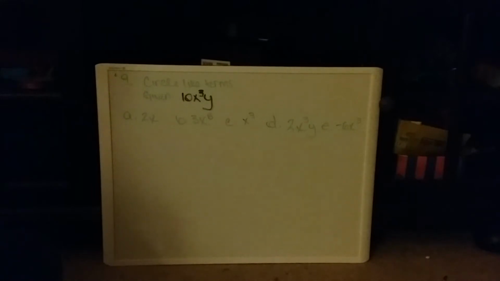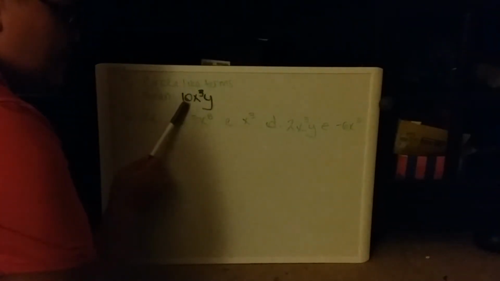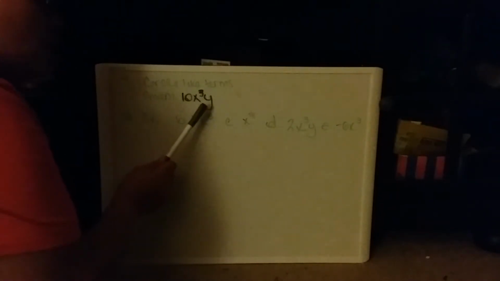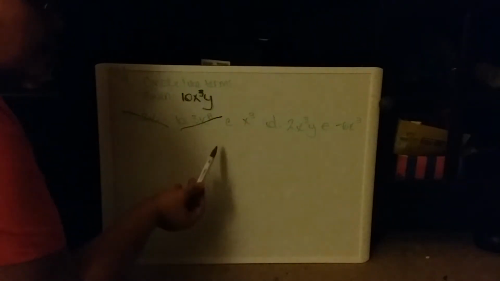So you want to find terms that are similar to the term that you have here. Terms that are similar are terms not necessarily with the same starting number, right? But it has to have the same variables, like I said before, along with the same exponent numbers, right? So is it this one? No, because there's no y, and x doesn't go to the third, right? Is it this one? No, because there's no y, and x is to the eighth. That's too much.